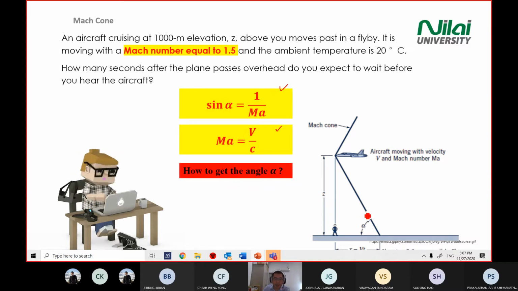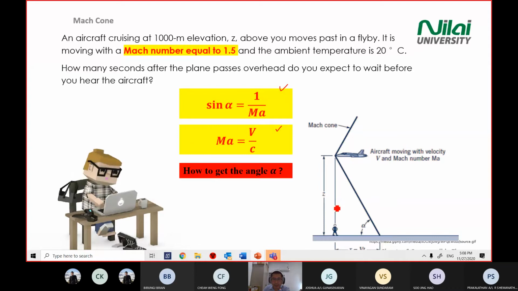Again, we still come back to the foundation question. How do you find the angle here? Again, call back the trigonometry equation. Here, you have the Z. You can find the X here by the speed of the aircraft. The X, you take the velocity times the time, you get the X here. So here is a tangent relationship: tangent alpha equal to Z divided by X.